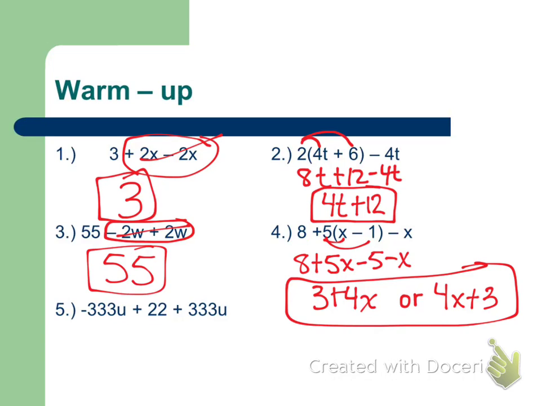All right, one more warm up to do. Adrian, what terms can we combine on number 5? The u's? And if we combine those, what do we get? 0. So what are we left with? 22. Wonderful. Again, if you have opposites of the same exact term, they cancel to 0. So we're just left with 22. It doesn't matter that one came in the front and one came in the back. We can still combine those to get 0, so we're left with 22.